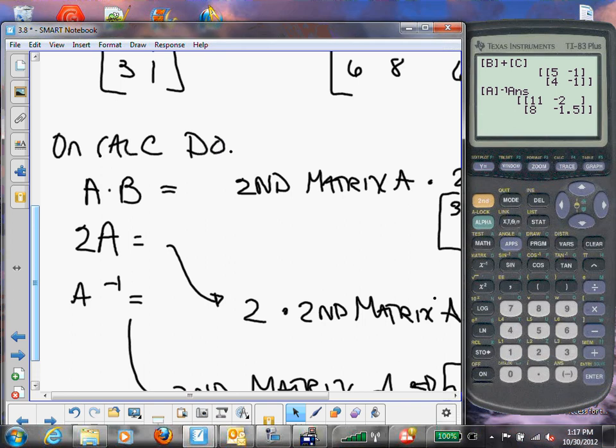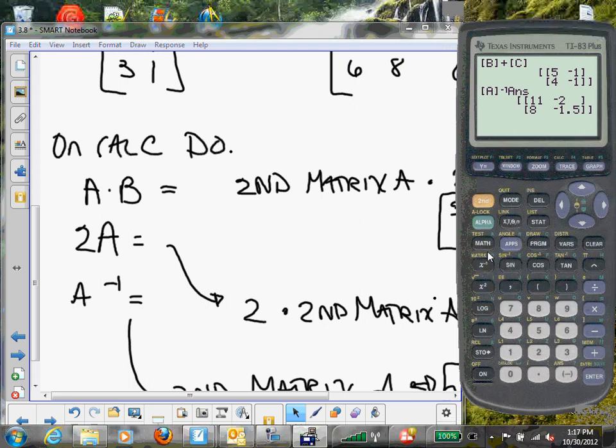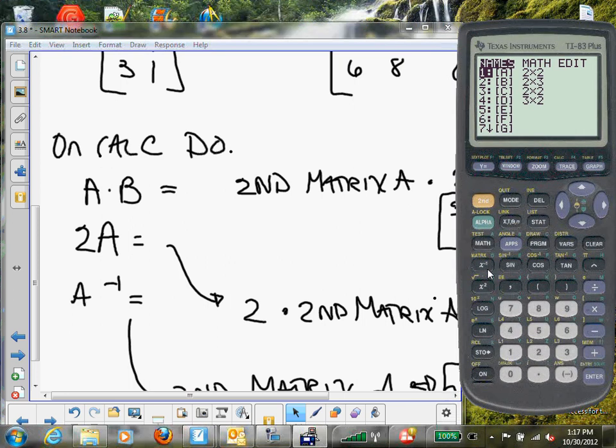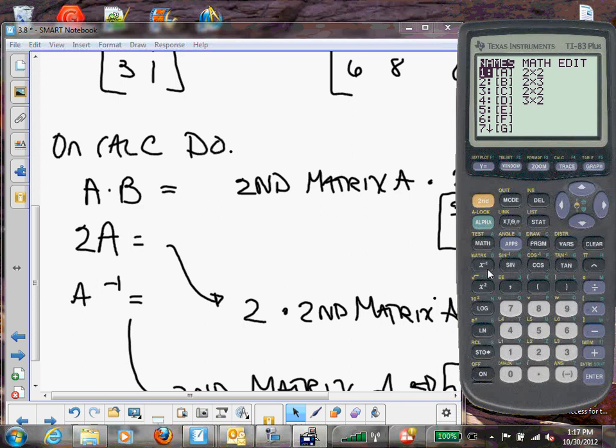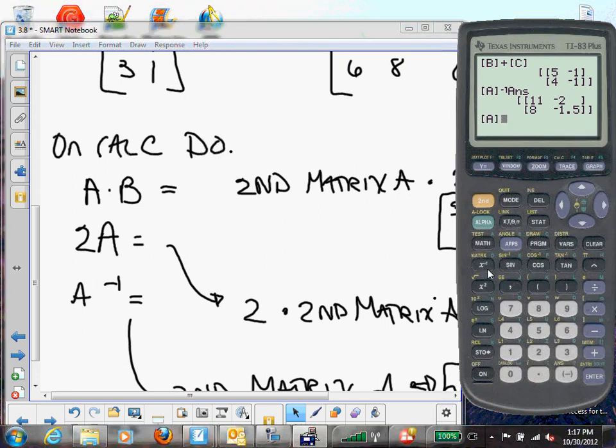So I go back to my matrix. How do I go back to my matrix? Second, matrix. Now I am not trying to edit anything. I simply want to use my A matrix. So I'm going to hit 1 because that defines my A matrix, or hit enter. See? It pulls up onto this. Are y'all with me? You hit enter to say that I want to use the A matrix.